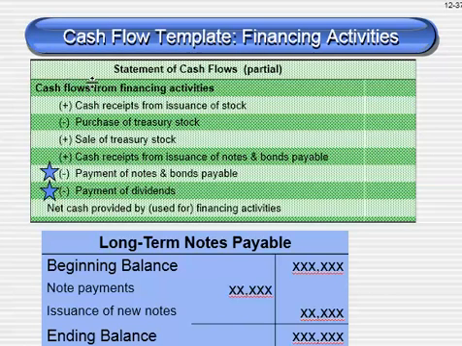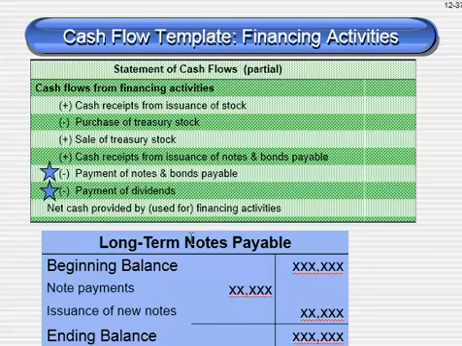Under the financing activities section, we are going to add any cash receipts from the issuance of stock, subtract purchases of treasury stock, or add the sale of any treasury stock. We would also add any cash receipts from the issuance of new notes and bonds payable. Now I have a thing here for payment of notes payable and payment of dividends.